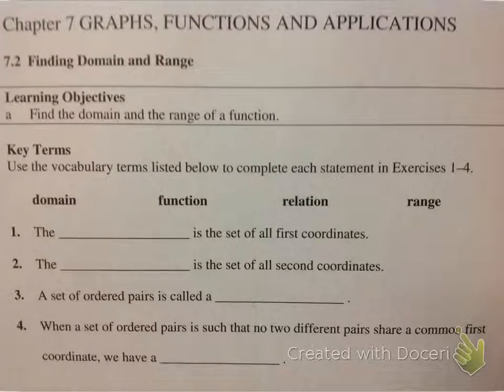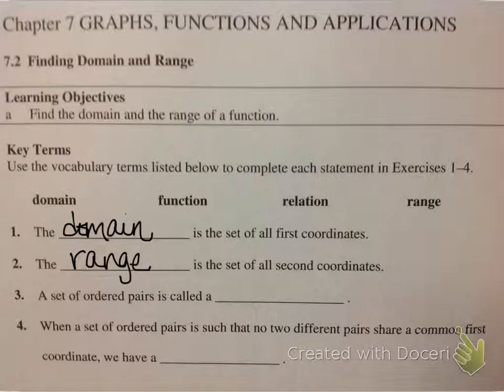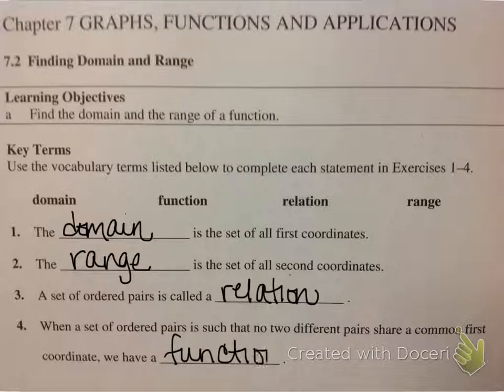Let's continue our conversation about functions. We've got some more key terms to look at. So the first one, the domain is the set of all first coordinates. The range is the set of all second coordinates. A set of ordered pairs is called a relation. And when a set of ordered pairs is such that no two different pairs share a common first coordinate, we have a function. Should sound familiar because we just got done discussing that in the previous lesson.